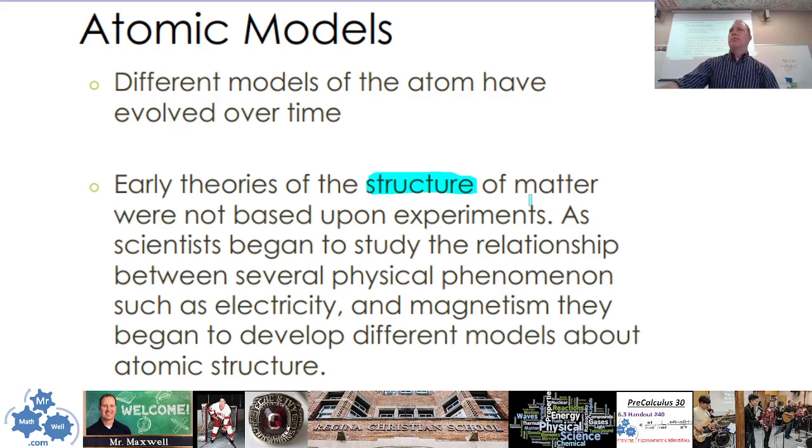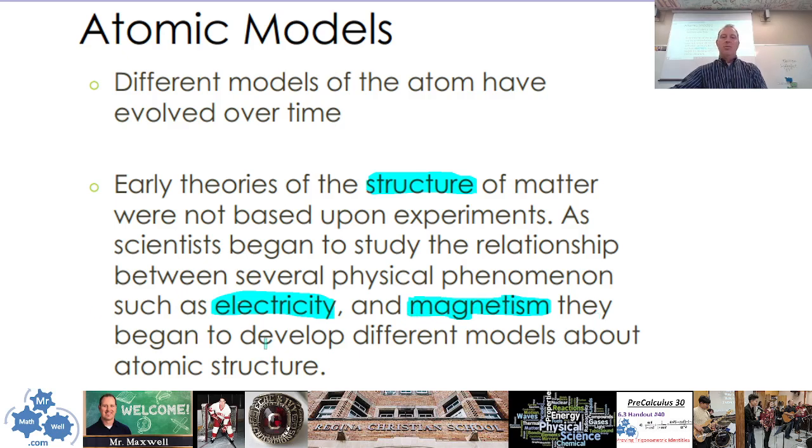But they didn't do any experiments, so they were limited a little bit in finding out some of the greater details. As scientists began to study the relationship between several physical phenomena, now phenomena are just things that happen, like observations, such as electricity, that was a big one. They're like, oh boy, we've got to figure out how electricity works. And the other one was magnetism. When they saw magnetism and electricity in action, they were like, wow, we need to study this further because something's going on that we don't really fully understand.